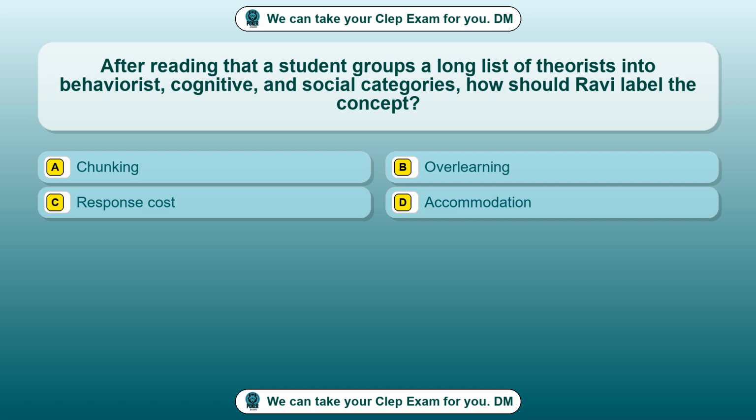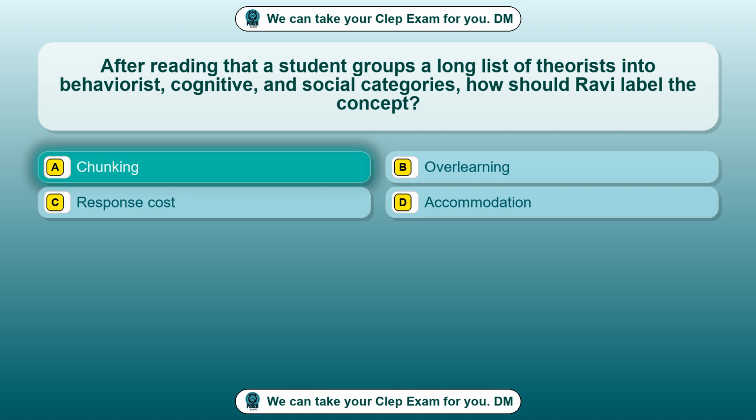Question 40. After reading that a student groups a long list of theorists into behaviorist, cognitive, and social categories, how should Ravi label the concept? Option A, chunking. Option B, overlearning. Option C, response cost. Option D, accommodation. The correct answer is option A.